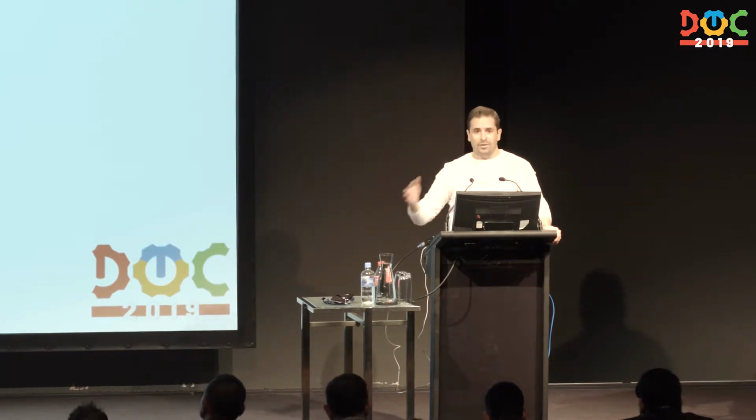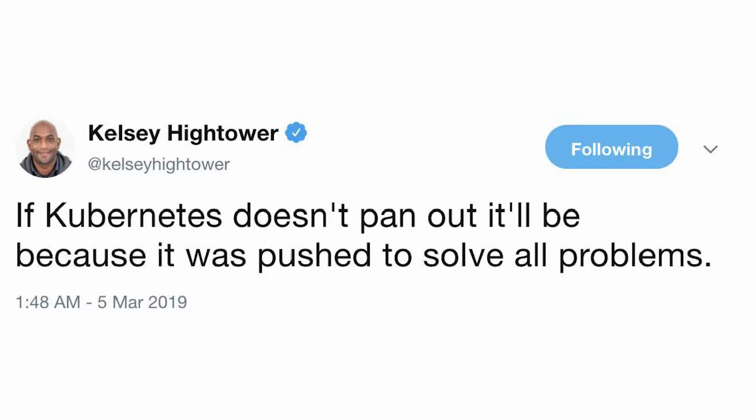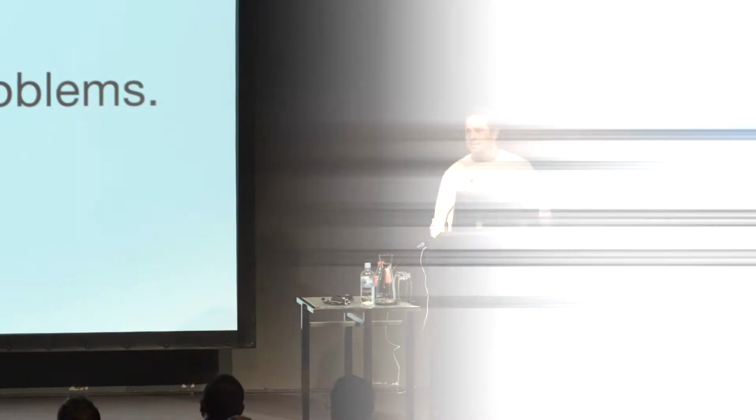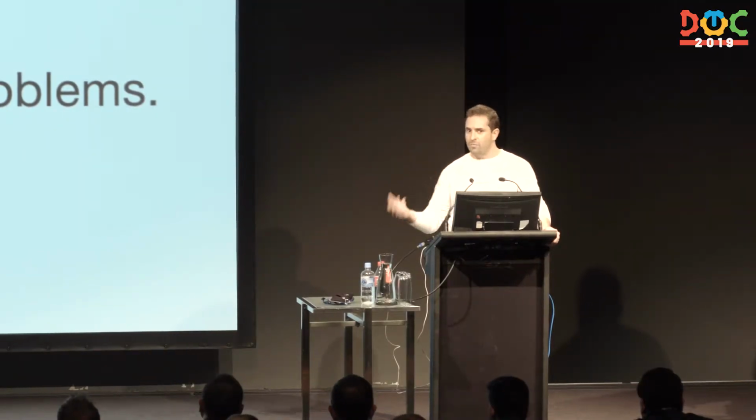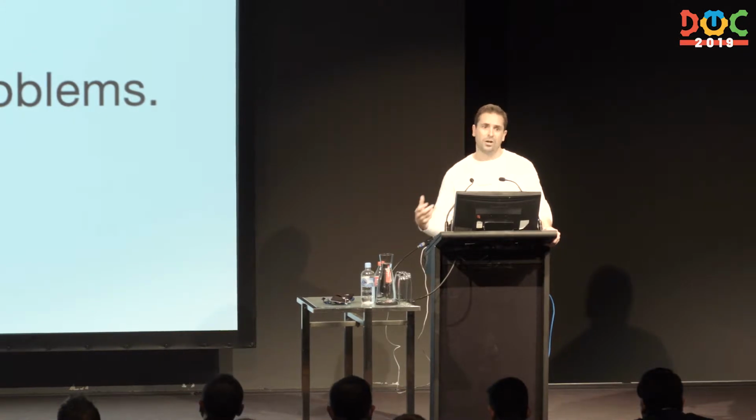So everyone's got to have an impact slide. Right? So I've got an impact slide. Who knows Kelsey Hightower? Kelsey Hightower is one of the biggest advocates for Kubernetes and one of the biggest contributors. And he said this just last week. And it's something I've been feeling for a while, right? Kubernetes is the coolest new thing on the internet. And everyone seems to treat it as a goal. It's not a goal. It's a tool. It's a fabulous tool. And it's a great piece of software engineering. But it's a tool. Right?